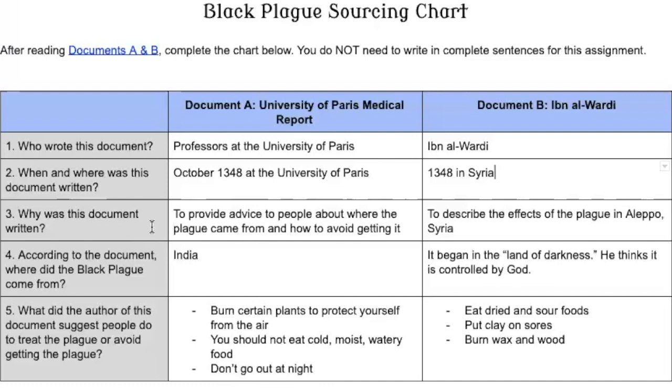And number 5, according to this document, what did the author say that people should do to either avoid getting the plague or to treat it? Document A was more about prevention and said that people should burn certain plants to protect themselves from the air, should not eat cold, moist, watery food, and not go out at night. Document B was more about treatment for the plague and recommended that people that were affected by the plague eat dried and sour foods, put clay on the sores or the buboes that they had from the disease, and burn wax and wood to try to purify the air.